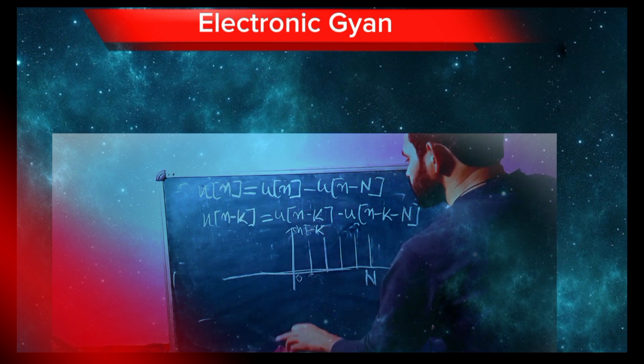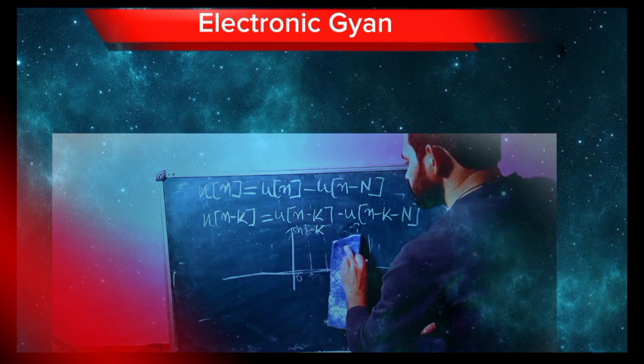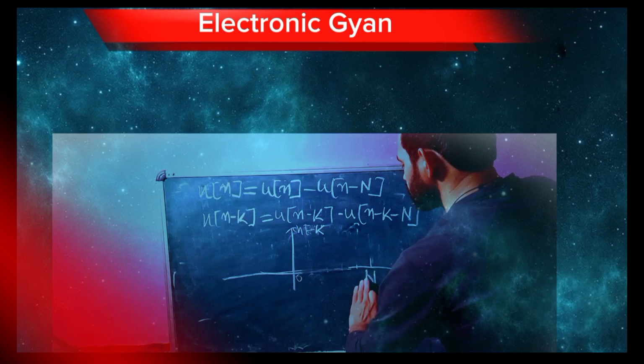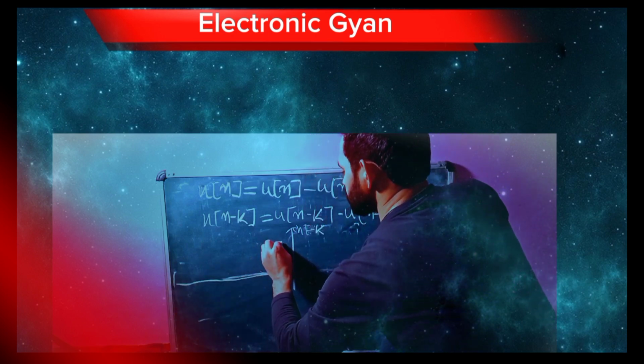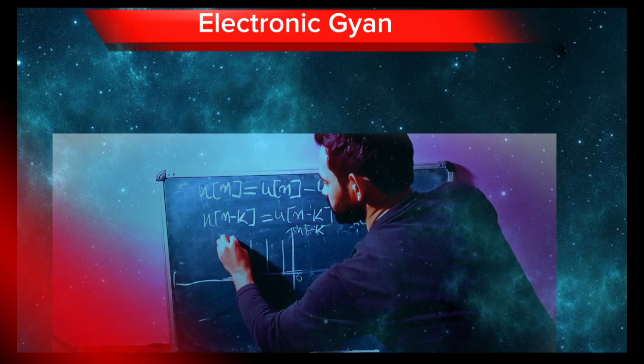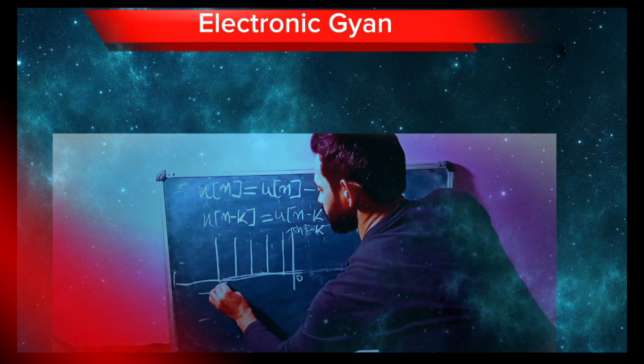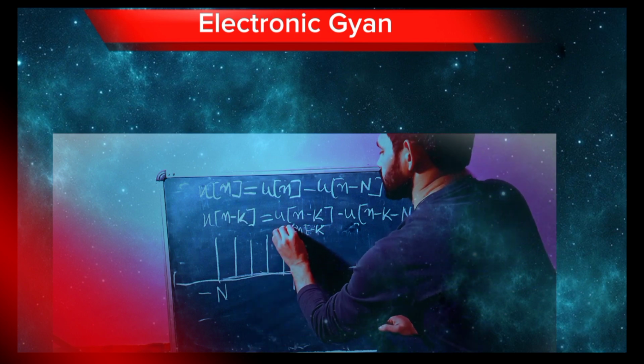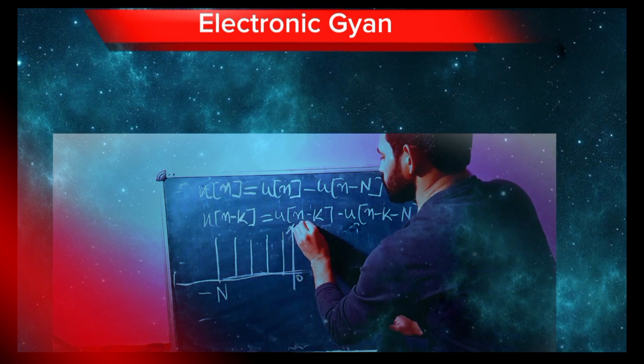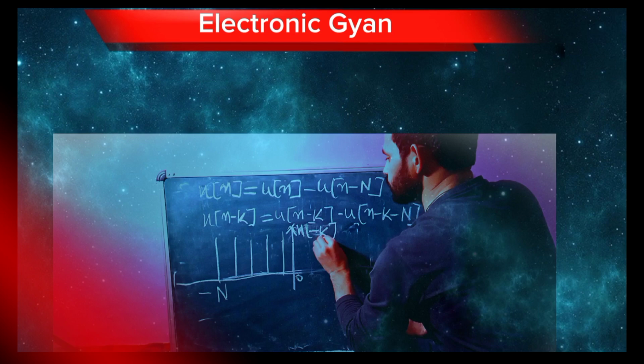So minus k. What will I get here? This will get reflected and will come to this side, ranging from 0 to minus capital N. This is my x of minus k.